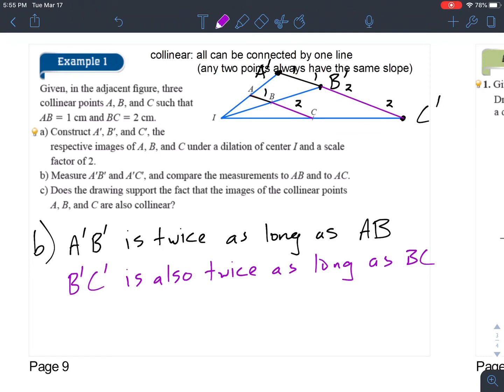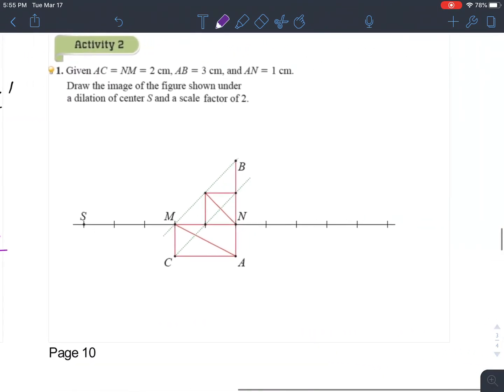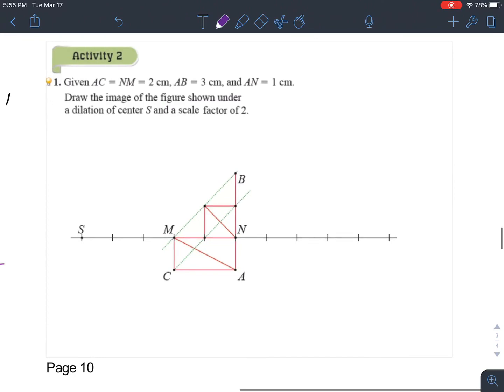And then lastly, part C: does the drawing support the fact that the images of the collinear points A, B, and C are also collinear? Well, as we can see right there, A prime, B prime, and C prime all appear to be in a straight line. It's not perfect, but it's supposed to be a straight line. So for part C, yes.